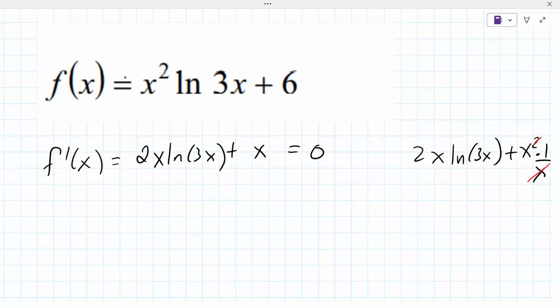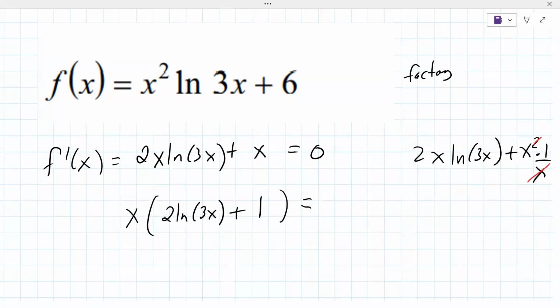Now set this equal to 0. You always try factoring. Can anything factor out? We can factor out x. Tell me what goes in parentheses. 2 ln of 3x plus 1. Okay. All right.